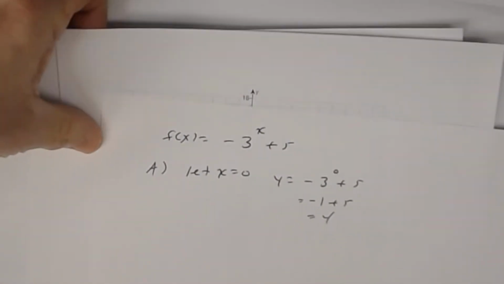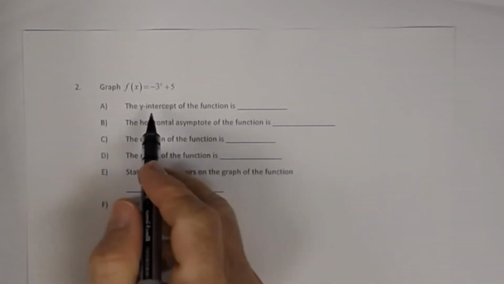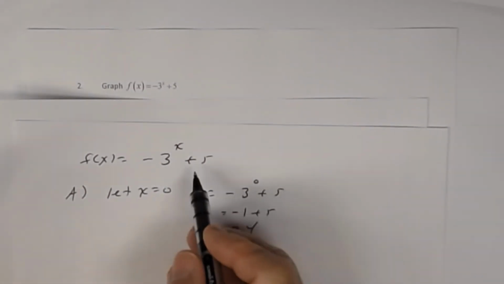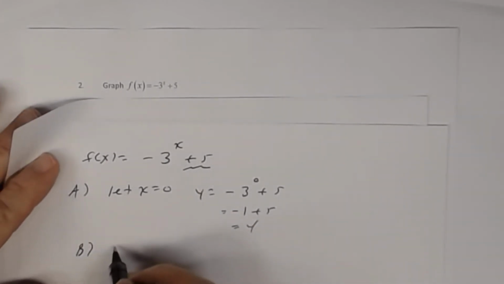Now the next question is, what's the horizontal asymptote? Remember, the horizontal asymptote is this number. So your horizontal asymptote is this right here. So in part B, you're going to say the horizontal asymptote is y equals 5.